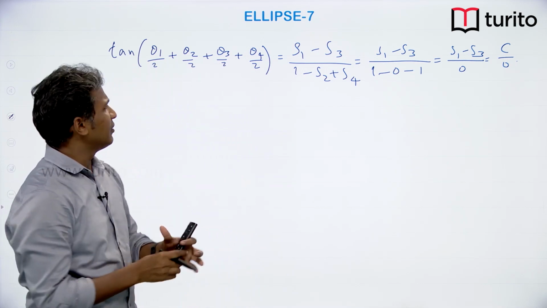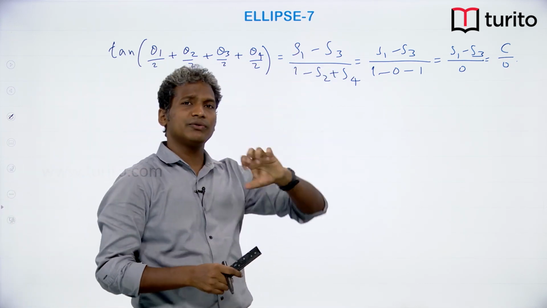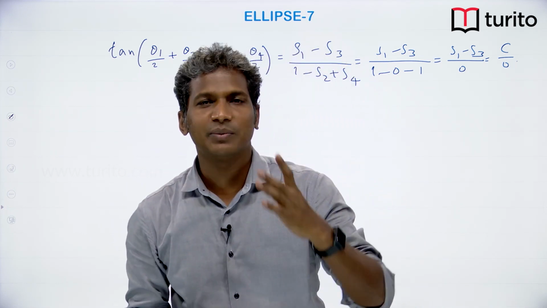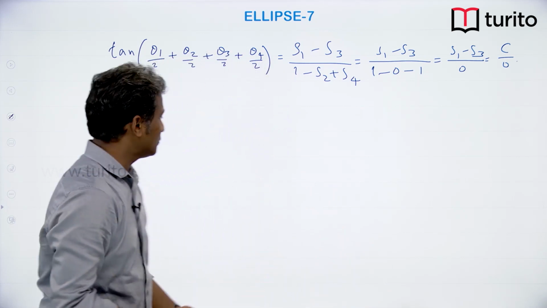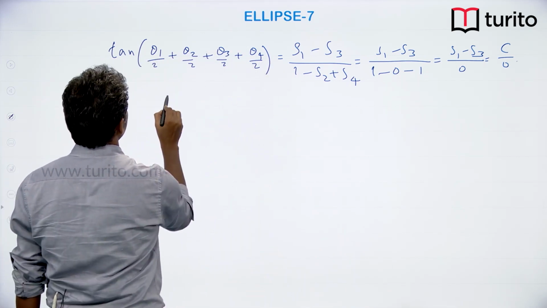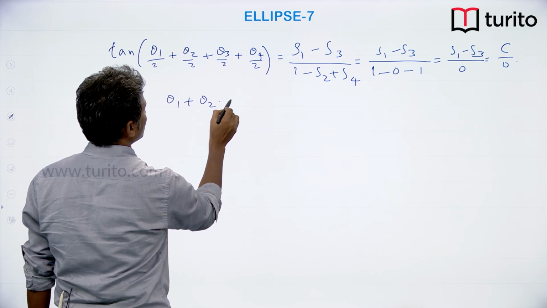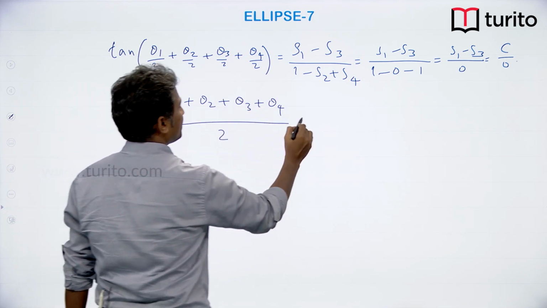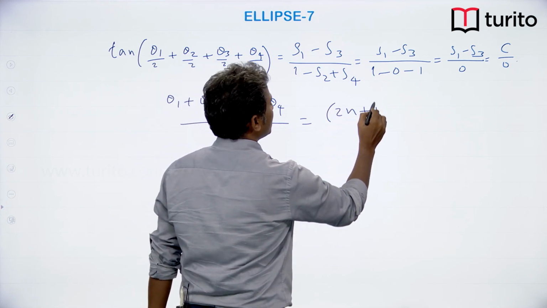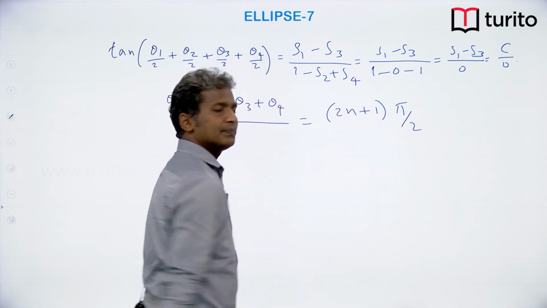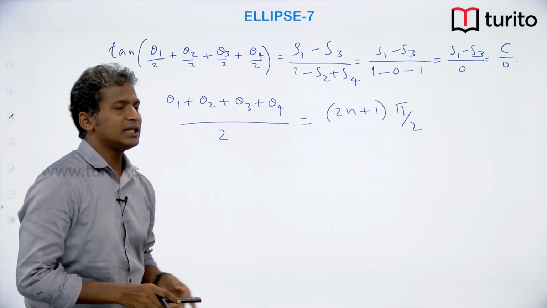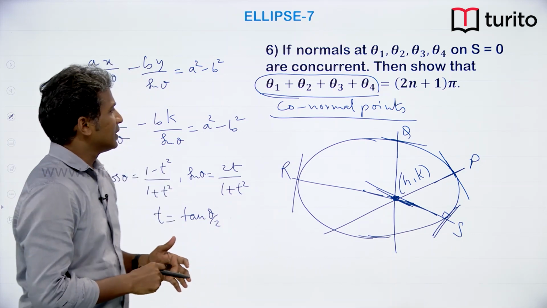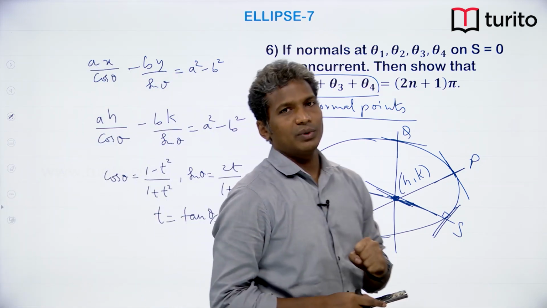So that means whenever we get constant by 0 for tan of theta, what could be the value of theta? It must be an odd multiple of pi by 2. So we can say that this summation, theta 1 plus theta 2 plus theta 3 plus theta 4 by 2, is going to be an odd multiple of pi by 2. Now if we cancel 2, we have basically proved the requirement. Okay. So this way we can proceed with the problem.